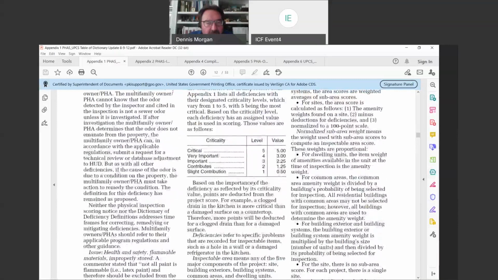So based upon the importance of the deficiency, the criticality, it's going to have points that are deducted. For example, a clogged drain in a kitchen is more critical than damage to a countertop. Electricals also generally run high criticalities. Plumbing also generally runs high criticalities as well.